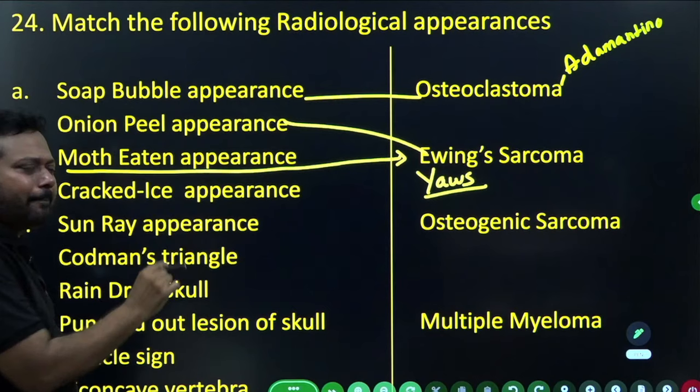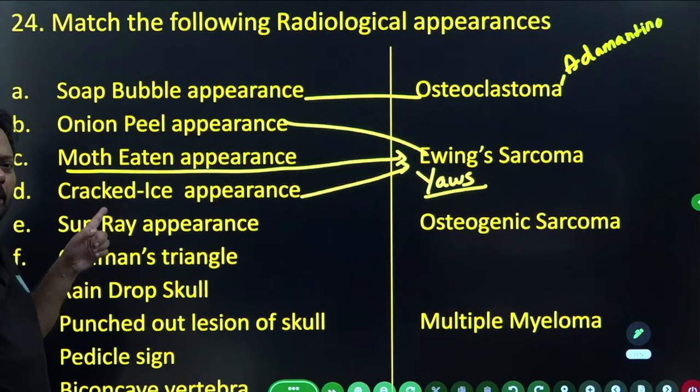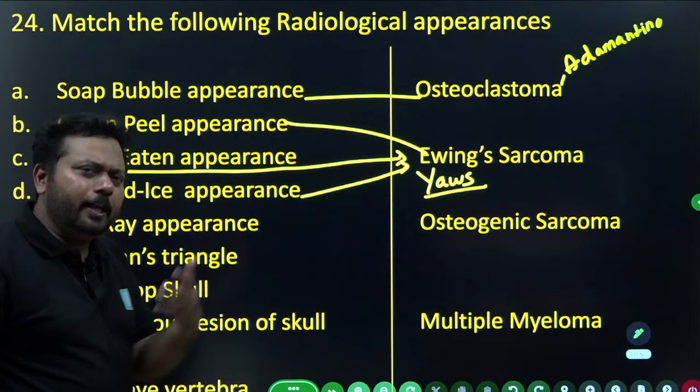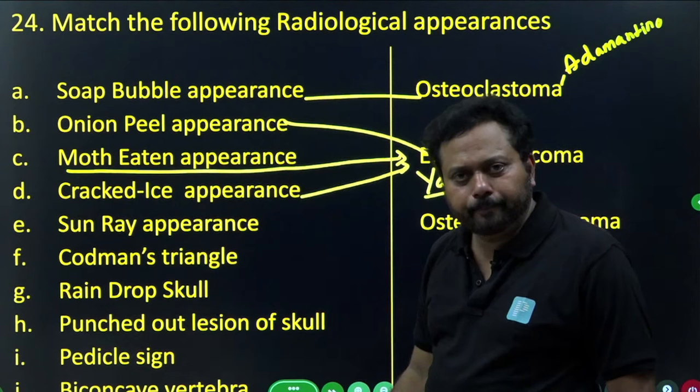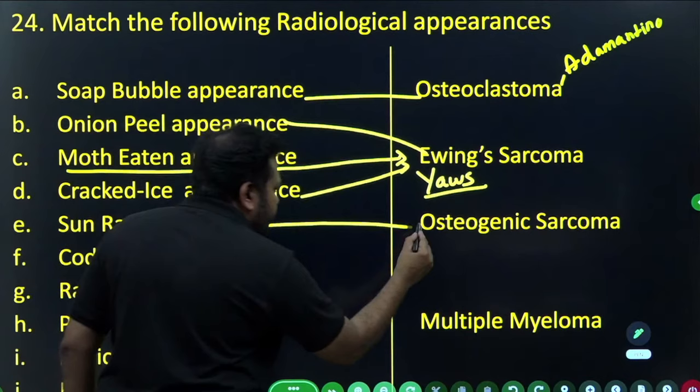Cracked eyes appearance, Ewing sarcoma. So these two things they have not asked so far. So be very careful. It is given in all the radiology textbooks. Onion peel, everyone knows, but we are special: moth-eaten appearance of the bone, cracked eyes appearance of the bone. Sun ray appearance of the bone, straightforward, osteogenic sarcoma. Codman's triangle, straightforward, osteogenic sarcoma.